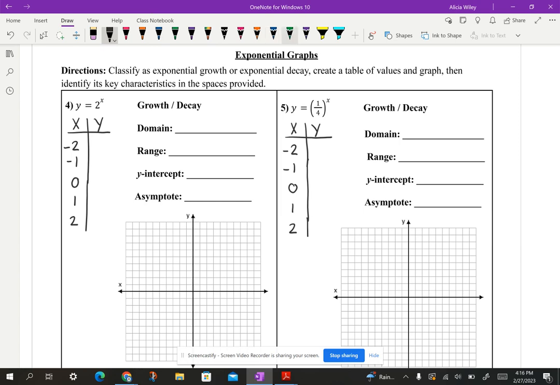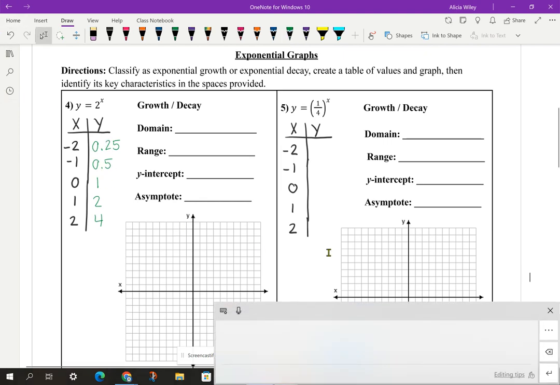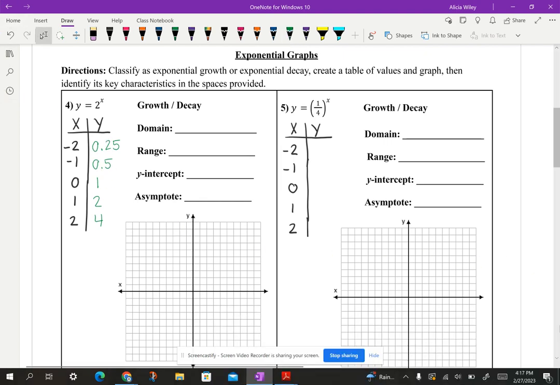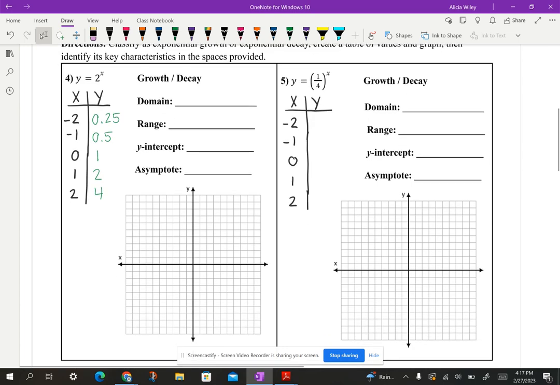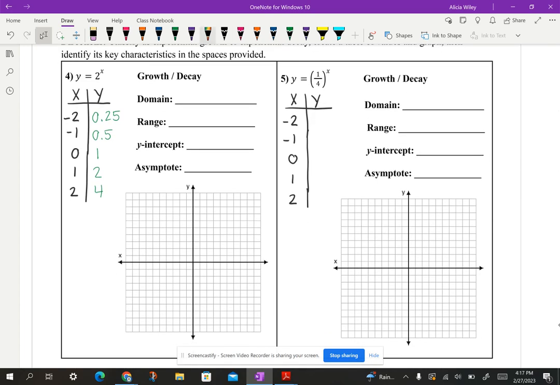Okay, so hopefully for this you would have gotten 0.25. This would have been 0.5. Plugging in 0, that's easy. You can do that one in your head. 2 to the 0 power is 1. Anything to 0 power is 1. 2 to the first would be 2. 2 squared would have given you 4. So some of these you wouldn't need a calculator for necessarily, but you can do some of them in your head and some of them you don't have to. Okay, so let's go ahead and graph these points and see what we come up with.